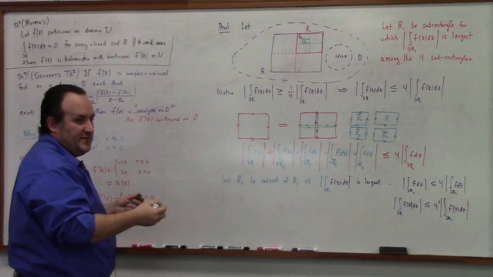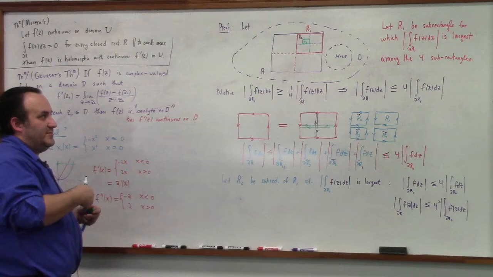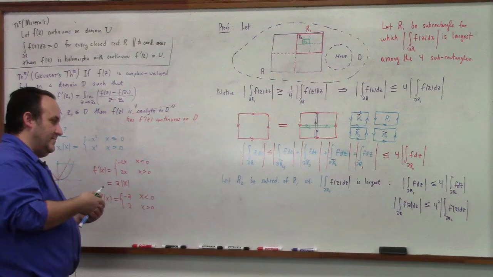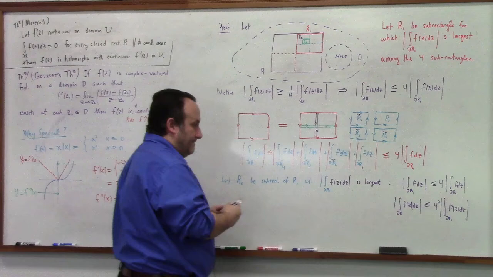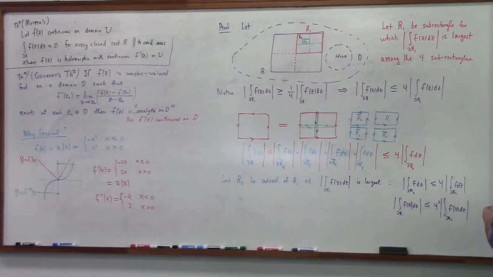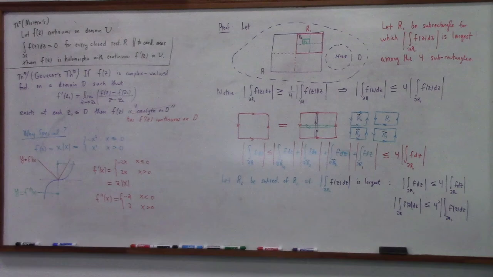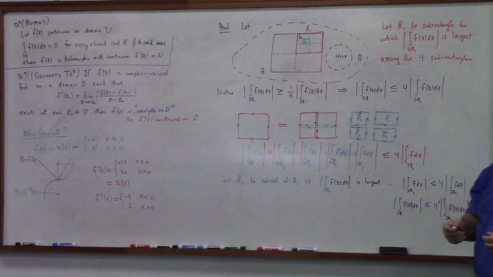But you see this process can continue indefinitely, right? And so every time we pick the subrectangle on which the modulus of the integral over the subrectangle is largest, right? And so continuing in this fashion, what do we have? The modulus of the integral over the boundary of R, f of z dz, is going to be what? It's going to be less than or equal to 4 to the power n, right, of the nth subdivided rectangle. So how does this help us?